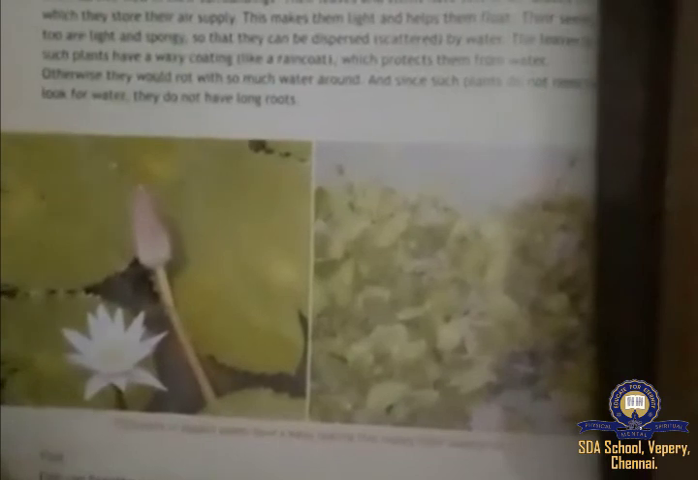Now you can see in this picture, 2 pictures they have given. It shows that the leaves of aquatic plants have a waxy coating that makes them waterproof. You can just check it in your book.